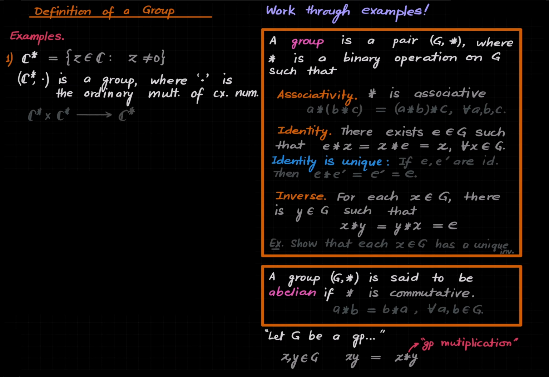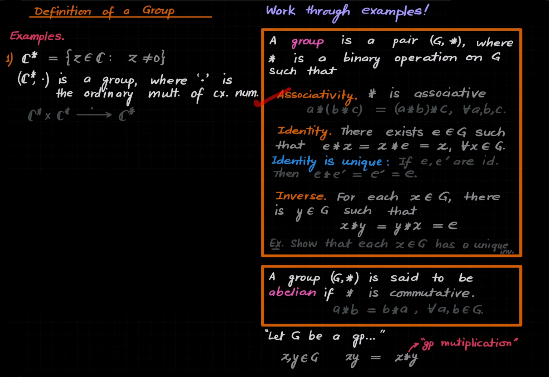And the thing is that if you multiply two non-zero complex numbers, you will get a non-zero complex number. So this dot over here is indeed a binary operation. Now we can ask whether or not these three axioms are satisfied. Associativity is clear because complex multiplication is associative.